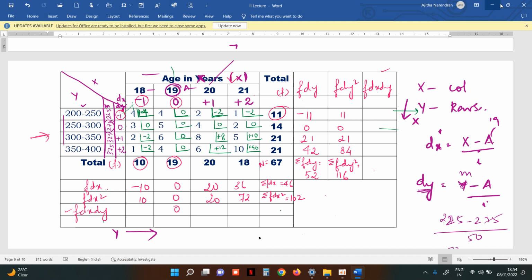This portion and this portion should be equal. The same answer should be there. In case there is any difference, it means some mistake you have committed. So let us go for the same. Plus 4 minus 2 is 0.